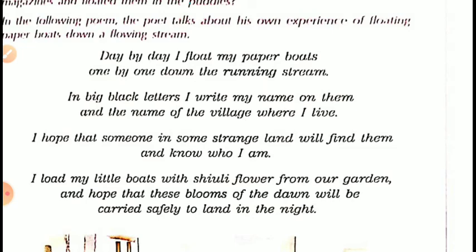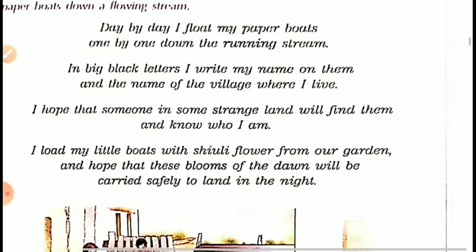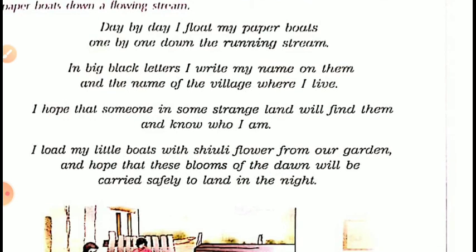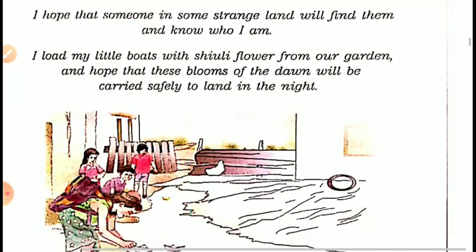Then what does he fill his boat with? He fills his boat with Shuli flowers as a token of gift and love for the unknown person who finds his boats. And those Shuli flowers are from his own garden. Shuli flowers are small white flowers which bloom in the dawn.